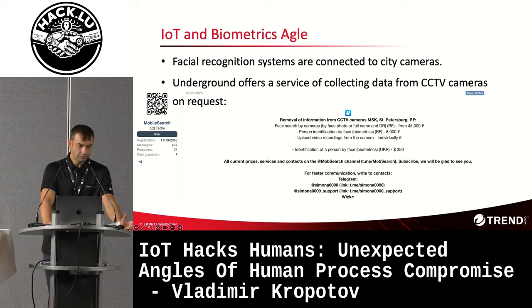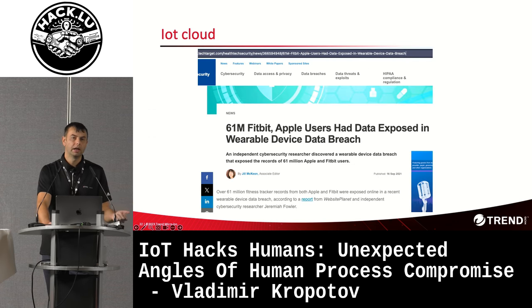IoT is also integrated with AI and biometrics, so on the underground you can buy services like: give me a photo and trace where the person has been based on city cameras in some regions. IoT is connected to the cloud, even if you don't expect this. Your smartwatch, for example, maybe doesn't have a Wi-Fi function, but through your phone it can send data to the cloud. And the data is processed in the cloud by third parties, and a compromise of the cloud can lead to a significant privacy breach, because this data can contain location and health status. Actually, it can be used to see if you were drunk or not, based on your heartbeat.